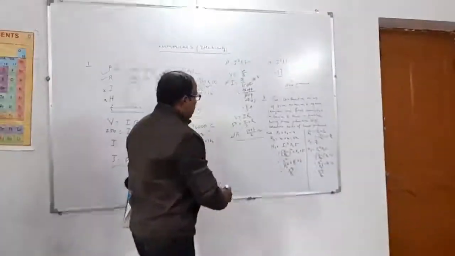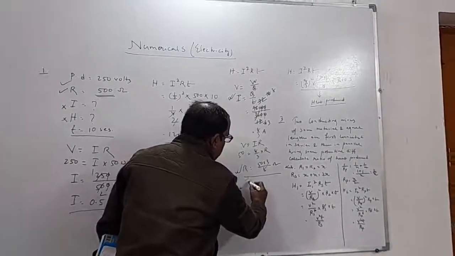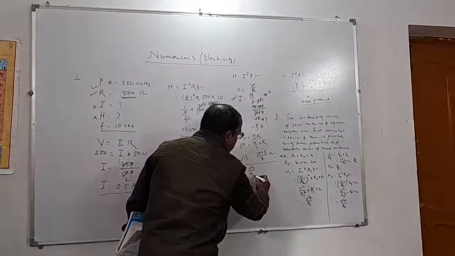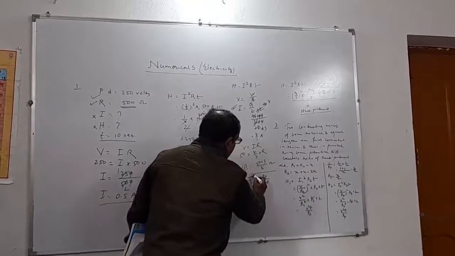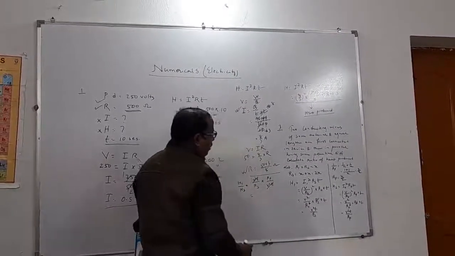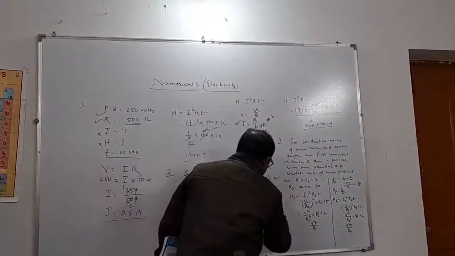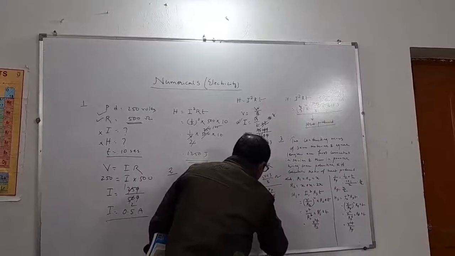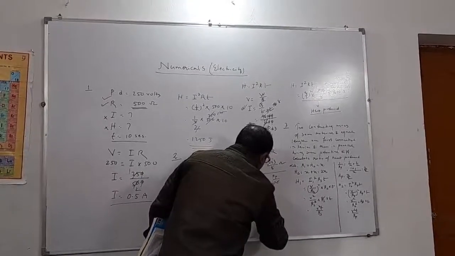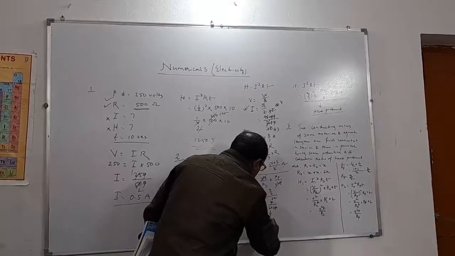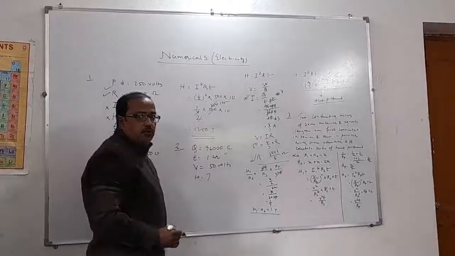Now we have to calculate the ratio of heat produced, that is H1 by H2. So it is V square T by Rs into Rp by V square T. V square T cancel. Rp we already found, it is X by 2, and Rs is 2X. That means X by 2 into 1 by 2X, X is cancelled, 1 by 4. So H1 is to H2 is equal to 1 is to 4. This is the ratio of the heat produced.